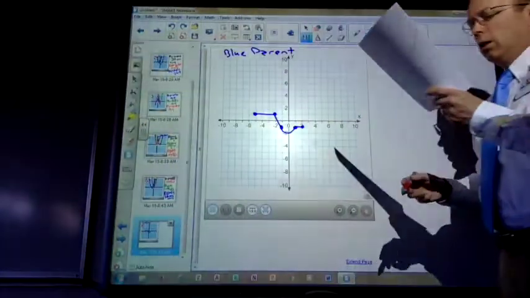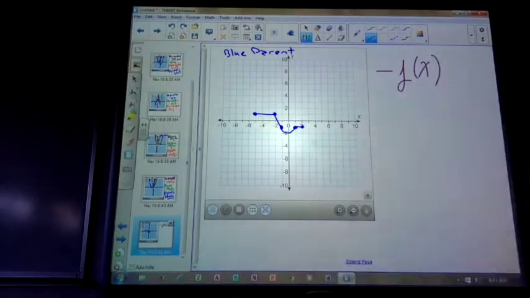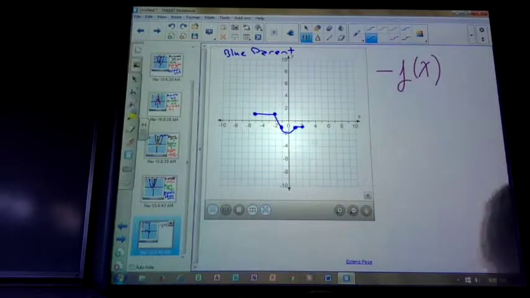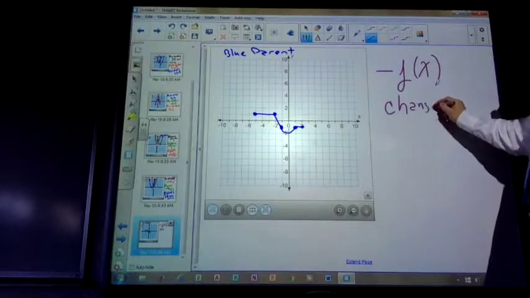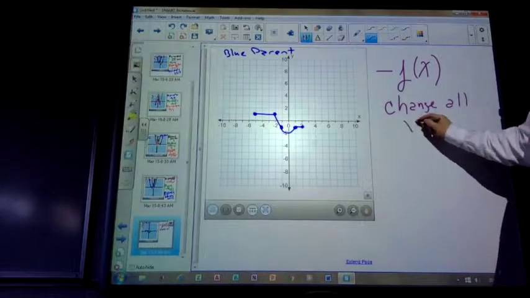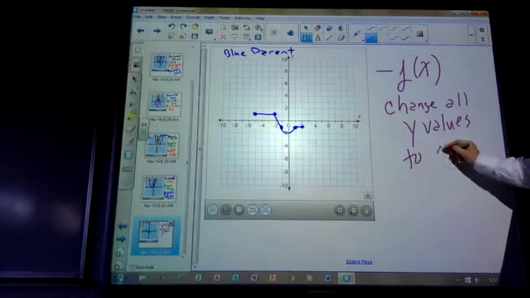Purple. Negative f at x. What did I say this was? Oh, was this the one that I needed to go back and redo? Yeah. Okay. This is what this one's going to do. Change all y values to opposite.